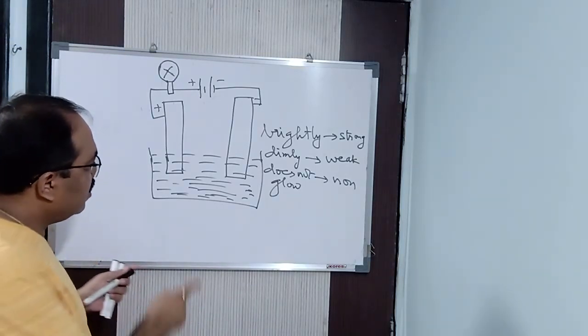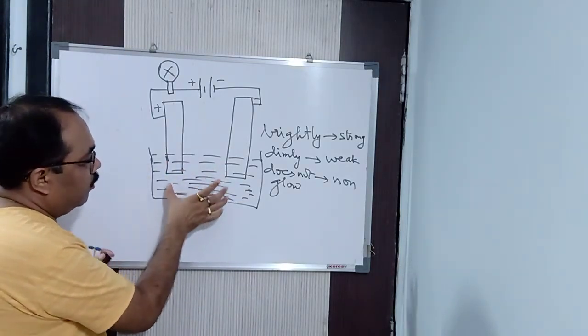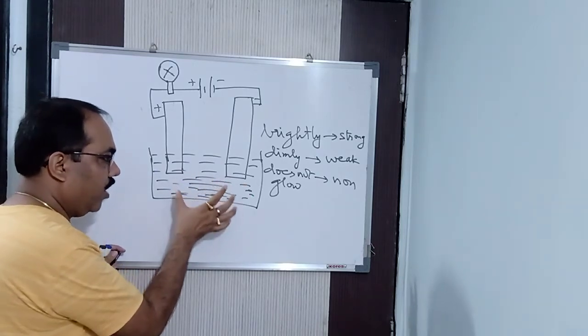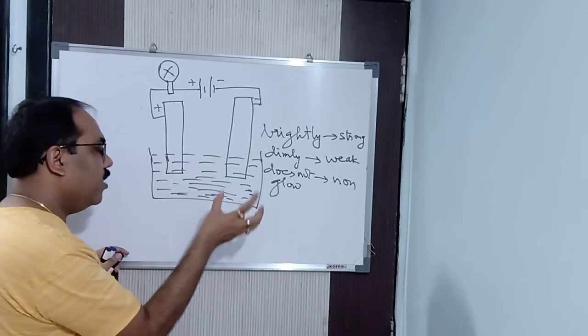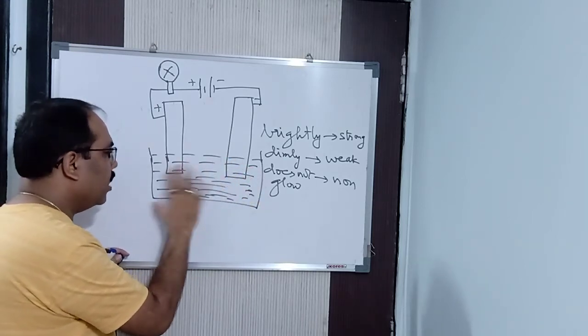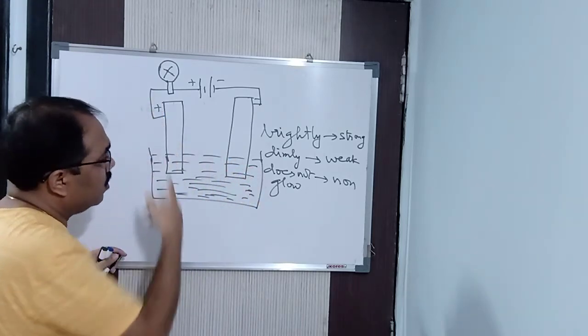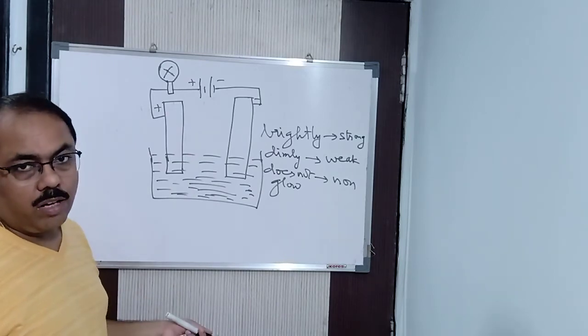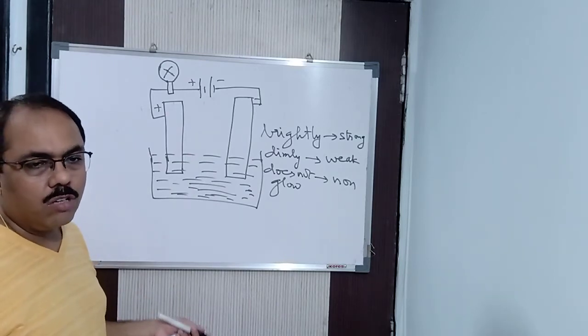What you need to do is just change the electrolyte here. Suppose you take distilled water, then you take sulfuric acid, then you take aqueous copper sulfate, then you take molten lead bromide, then you take alcohol, then you take kerosene. In this way, you go on changing the electrolyte and you observe what happens. It will tell you whether it's a strong, weak, or non-electrolyte. In this way, we classify it.